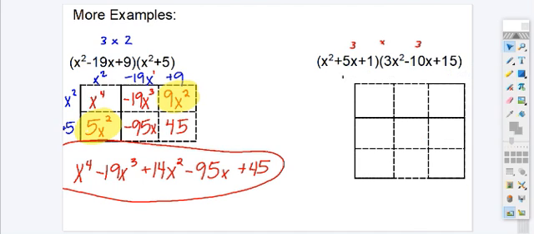Once you get your box drawn, you can label it. It doesn't matter which one you put across the top and which one you put down the side. You'll get the same answer. I'm going to put the first one across the top just because that's my habit. X squared, positive 5x, positive 1. Put 3x squared, negative 10x, and positive 15 down the side.